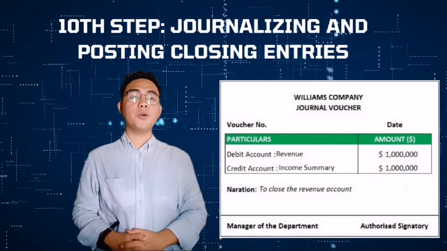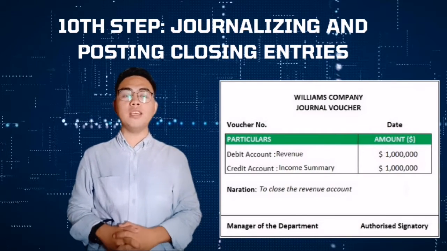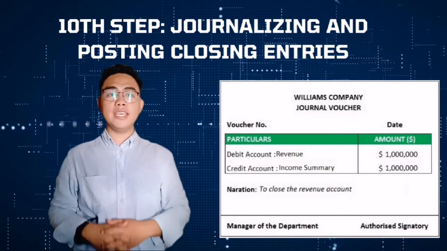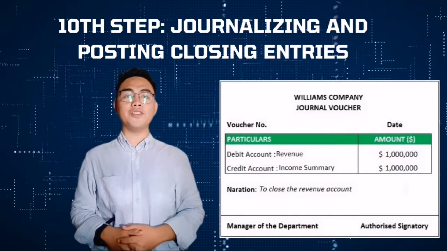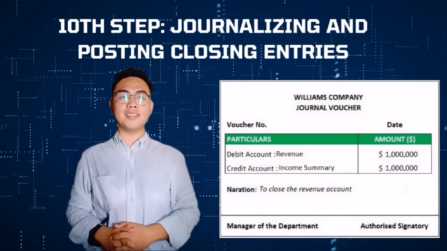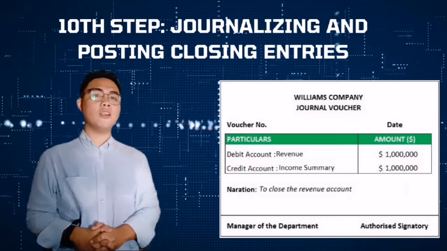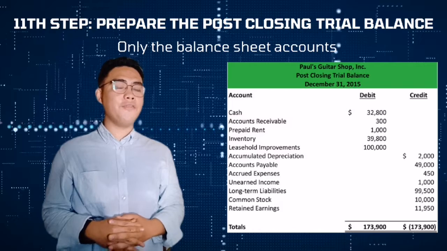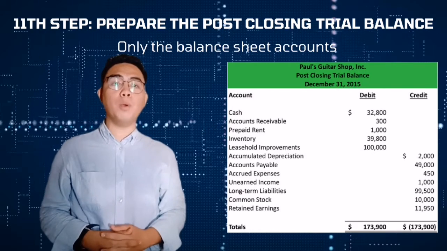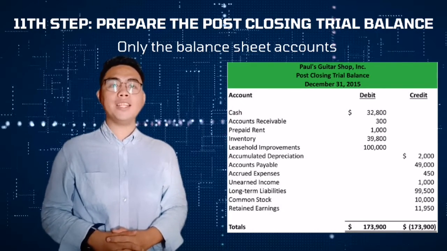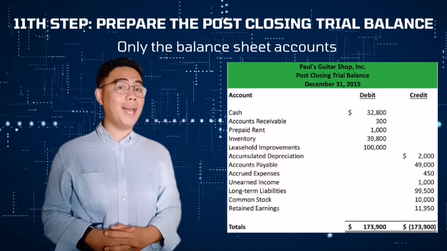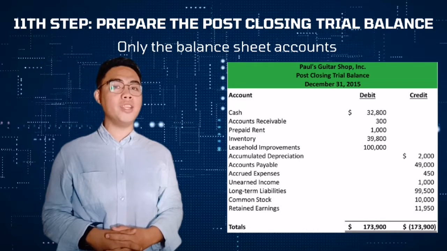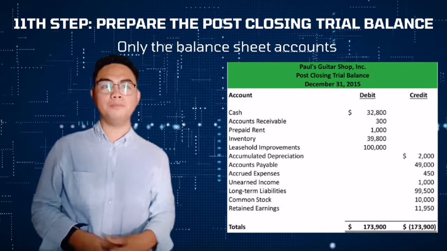The next financial reporting procedure is journalizing and posting closing entries. Journal vouchers are prepared for entries that close out the income statement temporary accounts and transfer the income or loss to retained earnings. Finally, these entries are posted to our general ledger. The last and the final step is the preparation of the post-closing trial balance. A trial balance worksheet containing only the balance sheet accounts may now be prepared to indicate the balances being carried forward to the next accounting period.